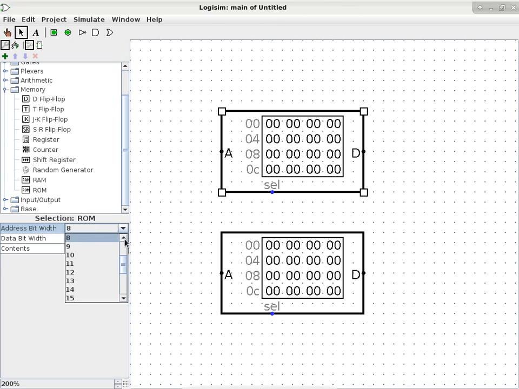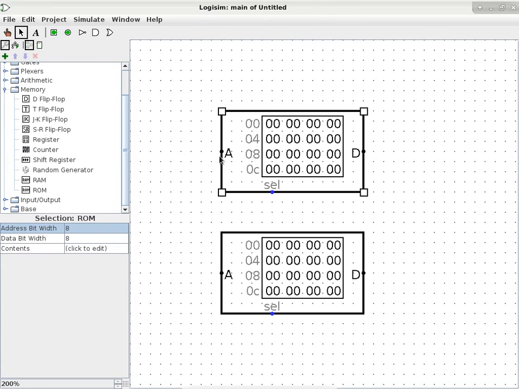So the number, as a binary number, goes from 0, 0, 0, 0, 0, 0, 0, 0, all the way up to 1, 1, 1, 1, 1, 1, 1, 1, okay? So with 2 chips like that, I should be able to access 512 bytes, because one chip has 256, so when I combine the 2 chips, I should have 512 bytes of locations.